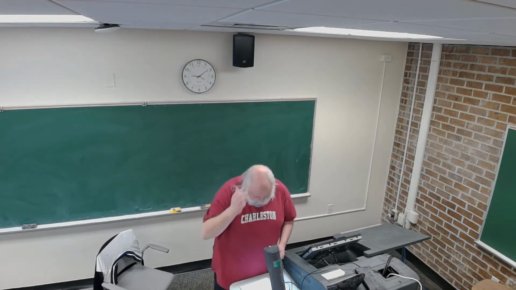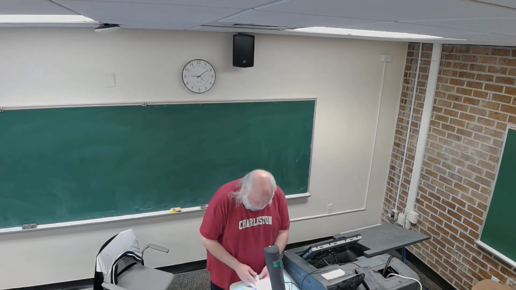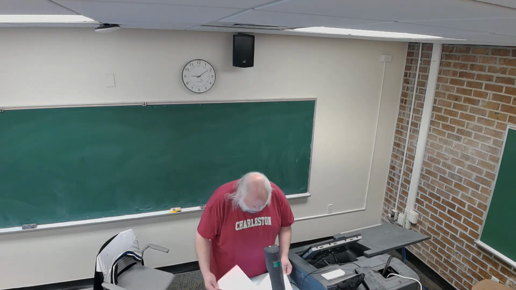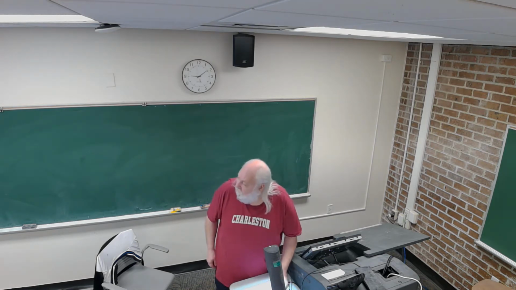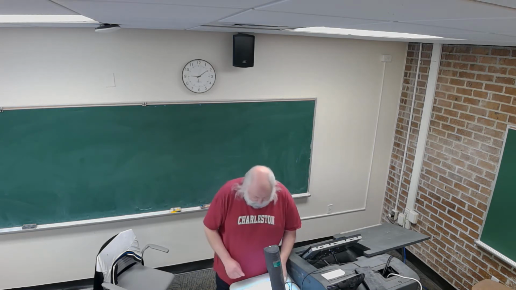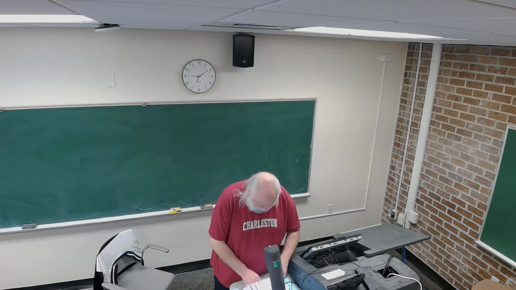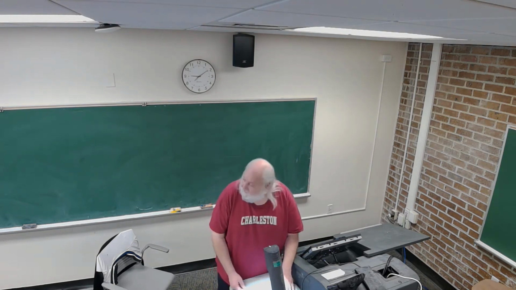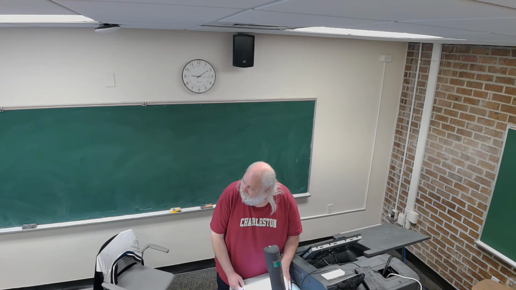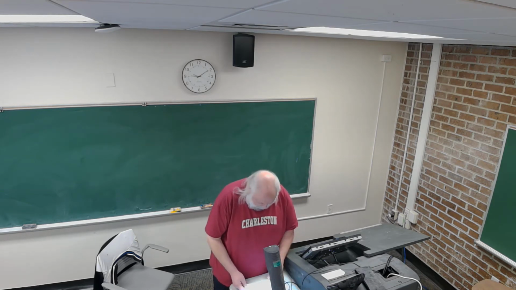So we ended section 4.2 on page 4 of your handout on Monday. And what we learned on Monday was the exact value of the sine and cosine function for quadrantal angles, which are integer multiples of 90 degrees or pi over 2 radians.